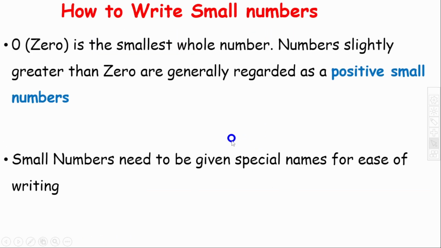Now let's get back to the topic of today, how to write small numbers. What we consider as small numbers are numbers that are slightly greater than 0. So they could come in form of fractions. They are generally regarded as small positive numbers. Small numbers need to be given special names for the ease of writing. In case you want to write small numbers, it is very good for us to give them special names so that you'll be able to write them easily.